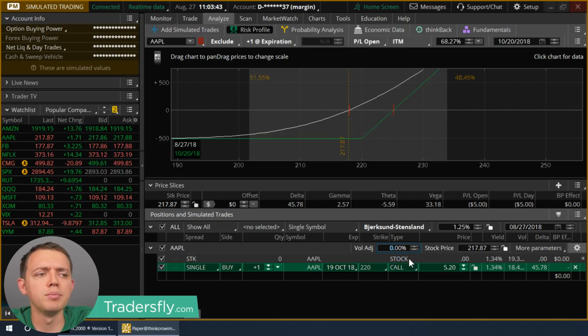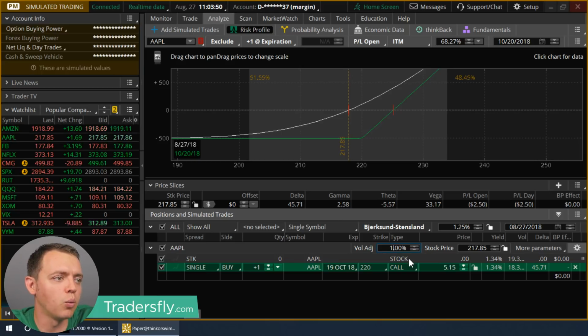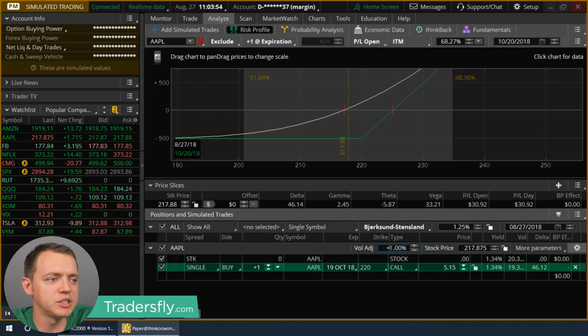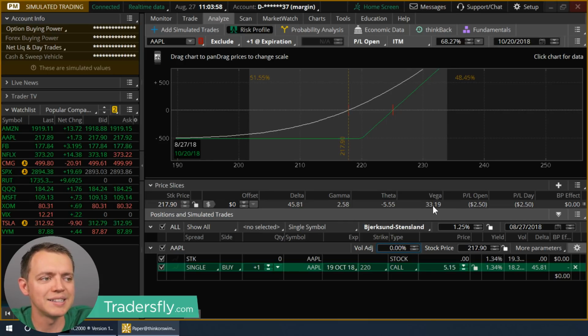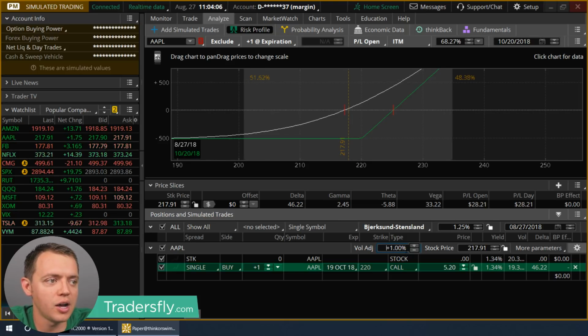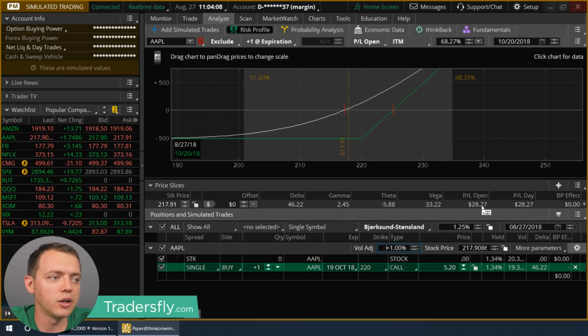Well, let's say I move 1 percentage point in volatility right there. So you can see if I go 1, we go up about 30, because this position is a positive volatility position. It's positive 33. So think about it: 1 percentage point, add 33 to our negative $5 loss, and you get about a $28 positive on that position.